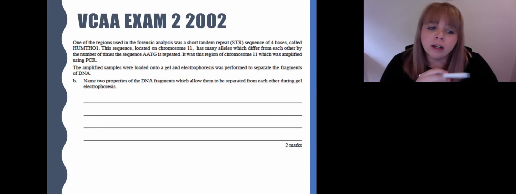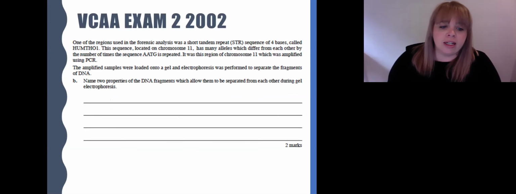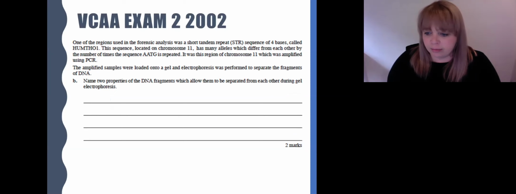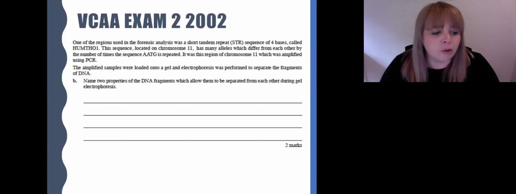Okay, so one of the regions used in the forensic analysis was a short tandem repeat or STR. Sequence of 4 bases called HUM-01. This sequence, located on chromosome 11, has many alleles which differ from each other by the number of times the sequence AATG is repeated. It was this region that was amplified using PCR.